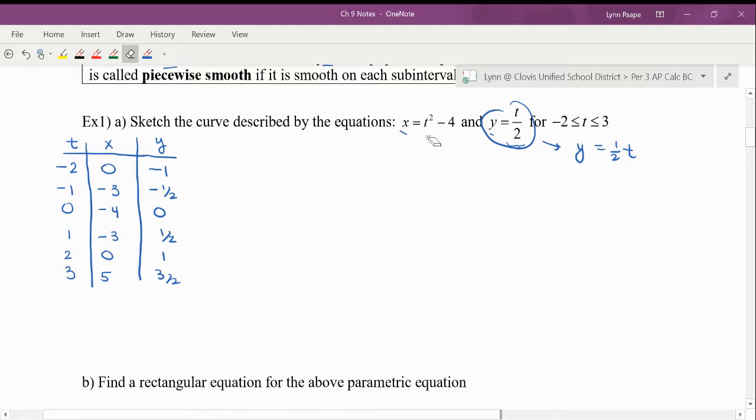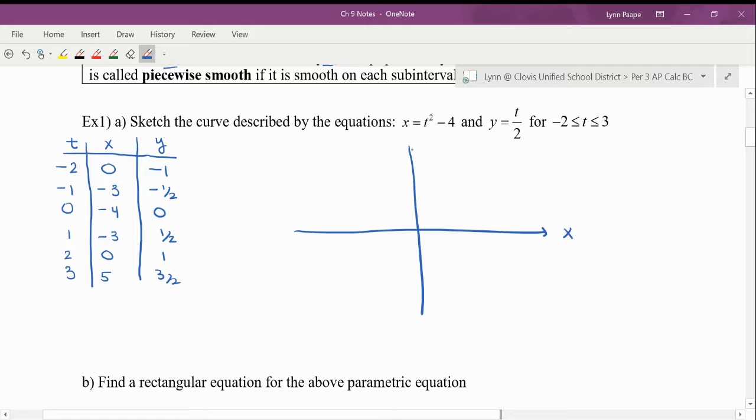Now when I look at my axes, I'm still going to be graphing with an x and y axis, so I'm still going to have my horizontal and my vertical. x is my horizontal movement, y is my vertical movement. And then I'm just looking at my scale here. It looks like I go positive 5 on the greatest for x, so I'm just going to count out to 5 here. And on my negative, it looks like I can go out to -4. So this would be -4 and 5.